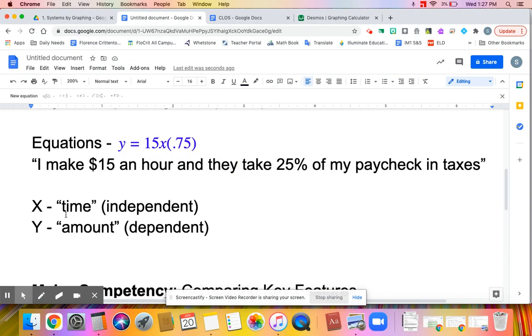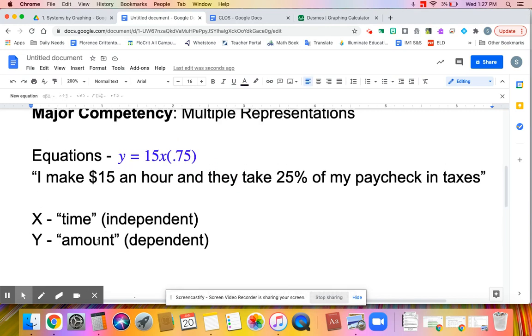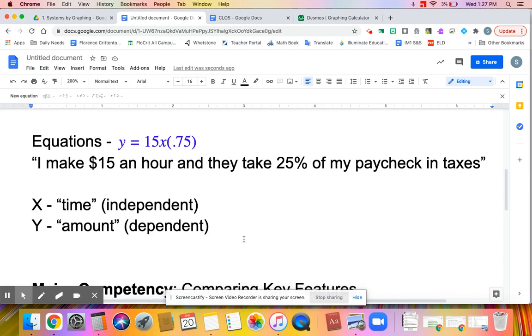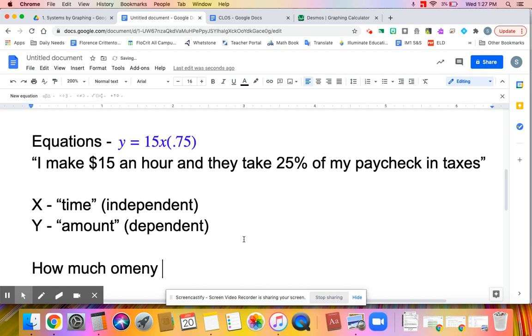Equations always have the x and the y in it. Once I say to you, how much money do I have after 40 hours? It's not an equation anymore, it's a question. I would take my equation.